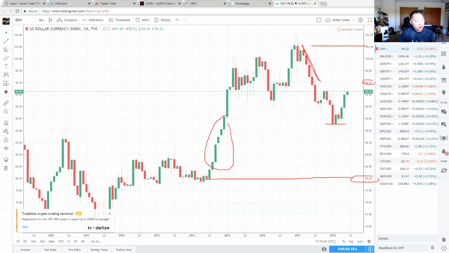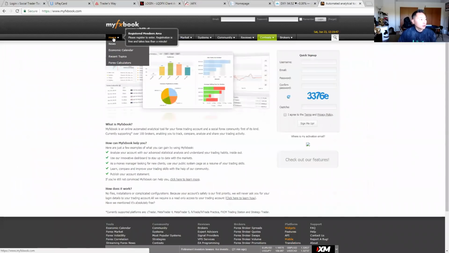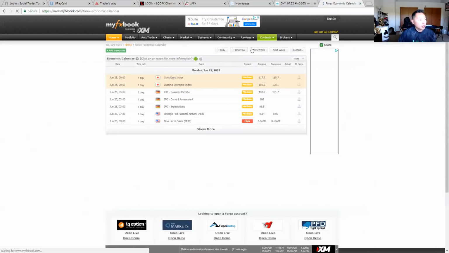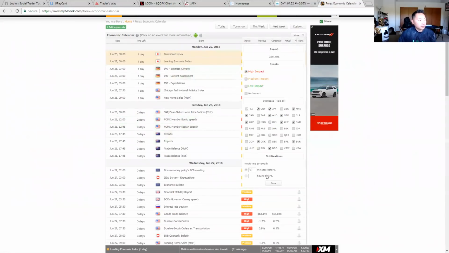So pretty interesting to see where the dollar is headed. Even though trade wars has been positive for the US dollar, but it did take a negative hit on Trump on Friday. And so let me close this out, jump into the JAFX book here. We are going to jump into the economic calendar for the upcoming week. I'm just going to do all red news.